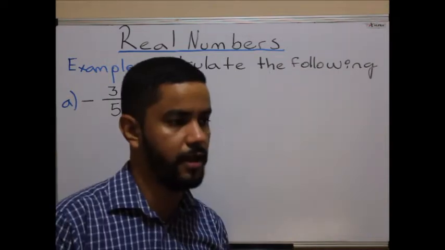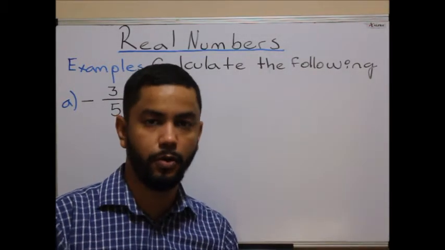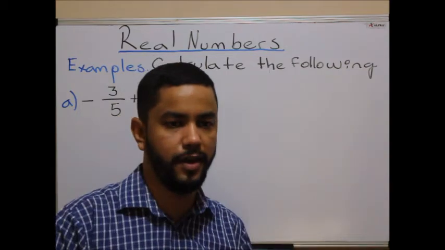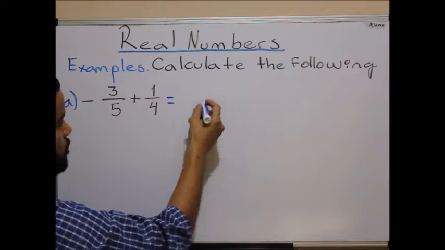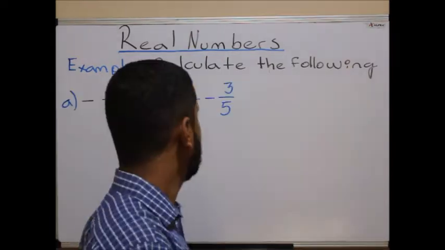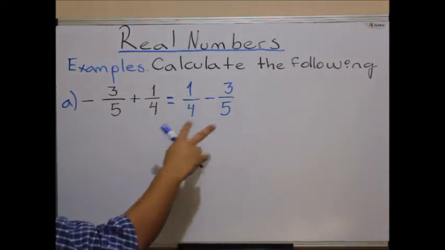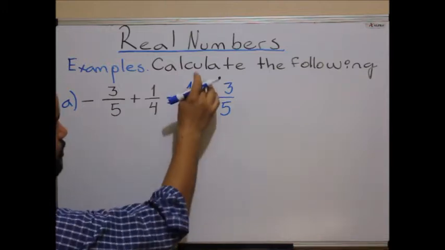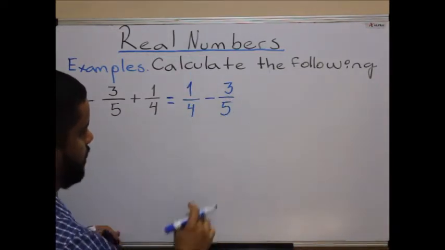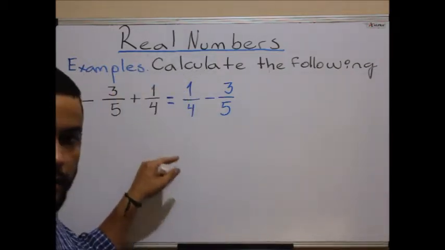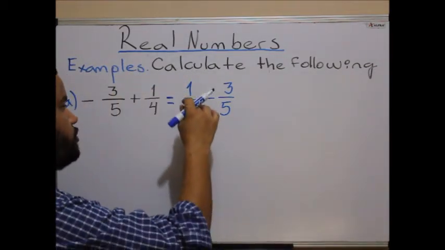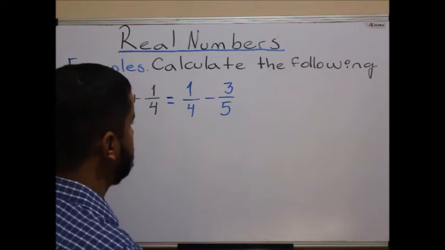Our negative is making trouble, so we are capable of making a flip. We're going to change the order of our operation to have the positive first. That's why we flip the fractions to have 1 over 4 minus 3 over 5. Now that changed from an addition into a subtraction. Now we're going to make the procedure to find the number.